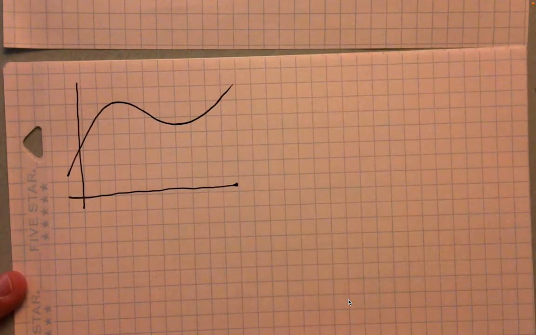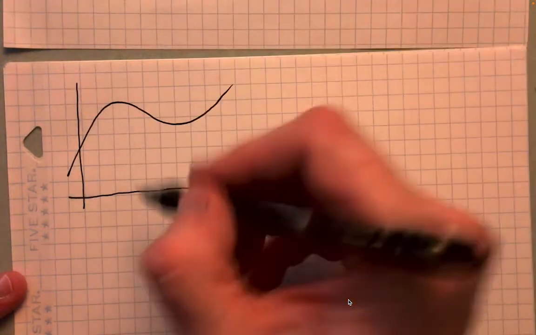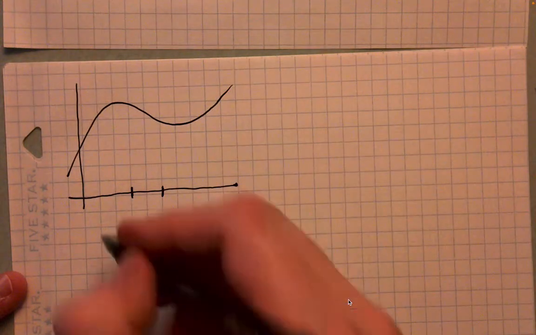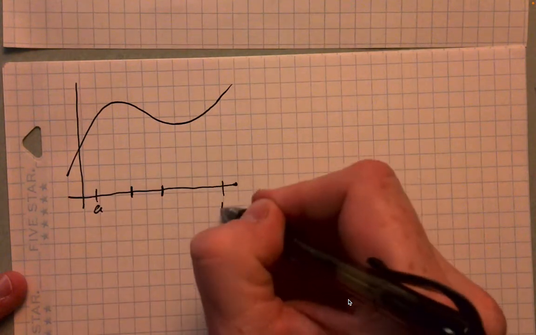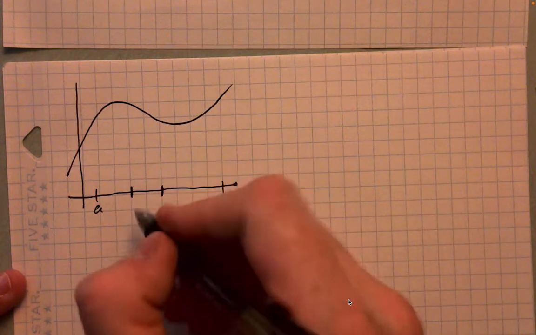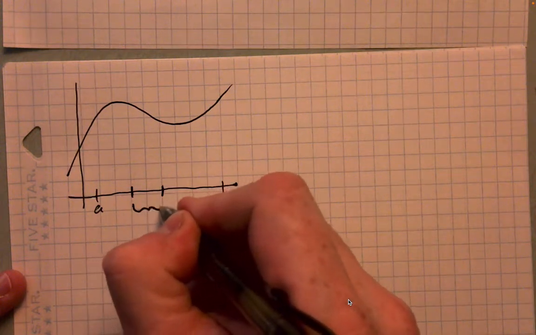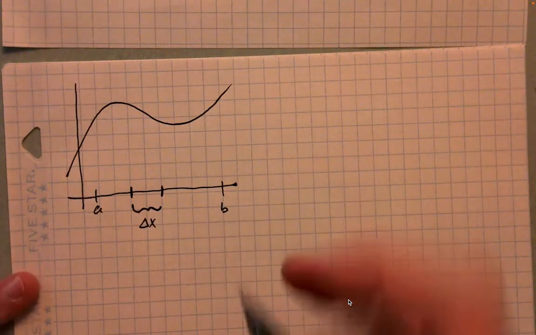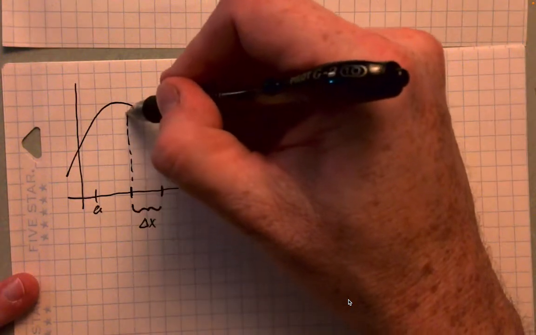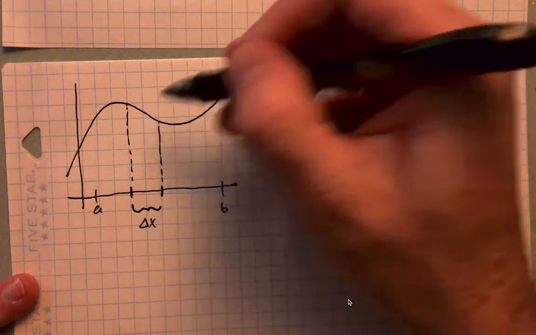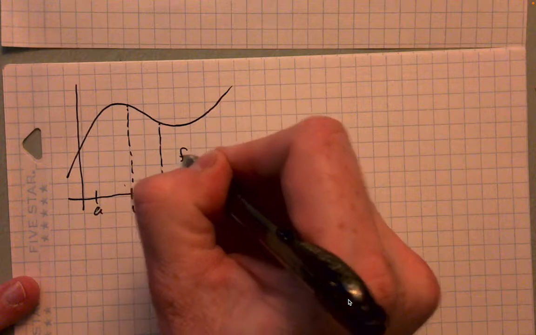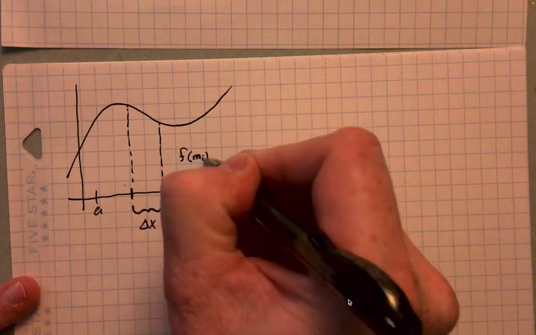You've got your curve coming through here, and let's indicate an interval. We'll say a is way over here and b is way over here, and you're going to have some interval here of width delta x. This is obviously not drawn to scale in any way, shape, or form. But on this interval, you're going to have a minimum value of f, and that would be this endpoint as drawn.